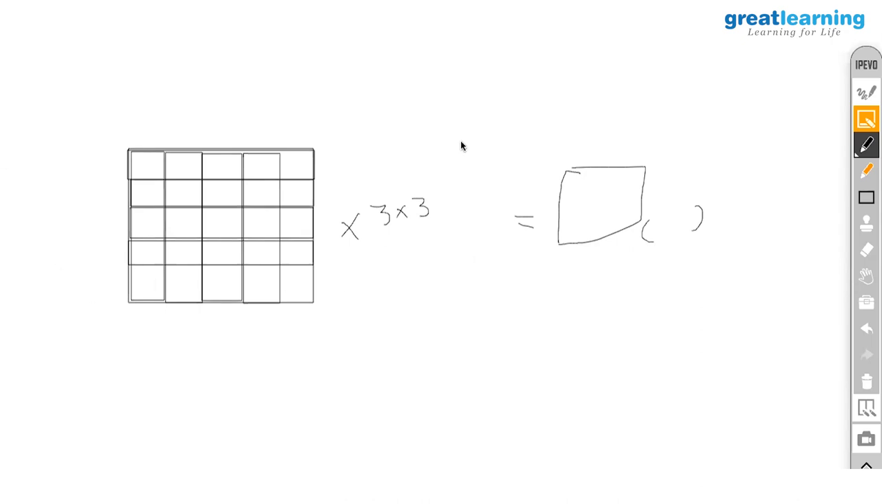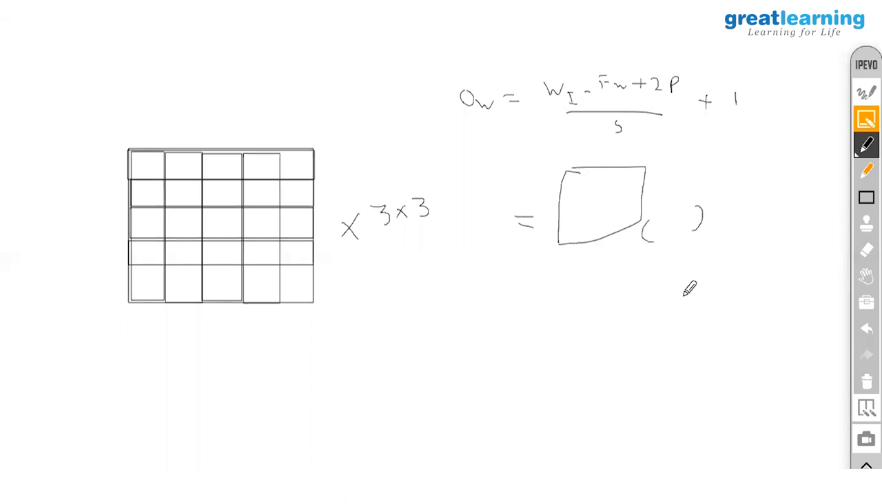I'll put the formula for you guys. Output width, okay, is equal to the width of your image, minus filter width plus 2 times padding, divided by stride factor, plus 1. This is the formula for output width and output height, both the same formula. Because there's a lot of noise, guys, please mute up.